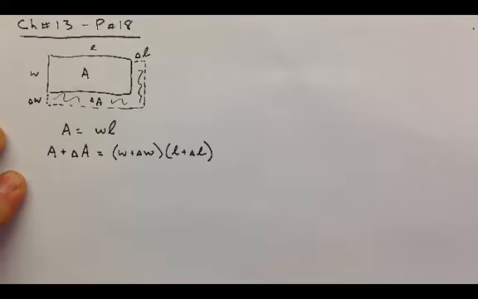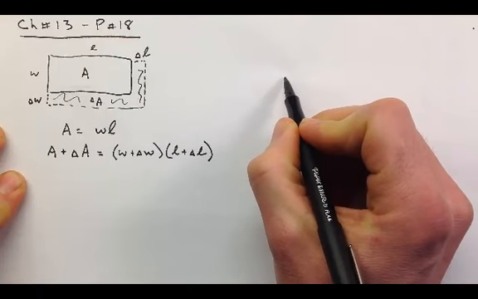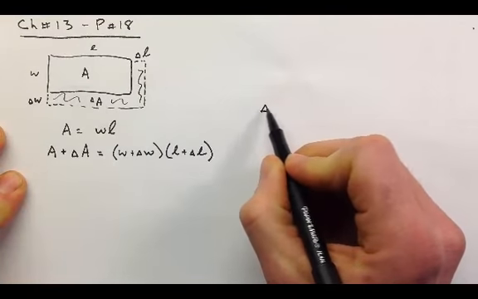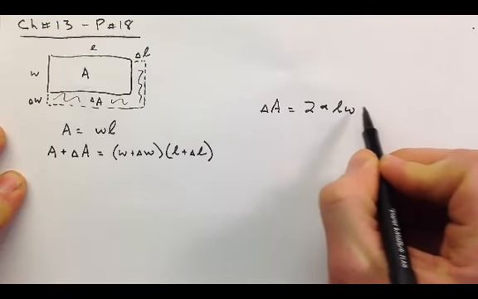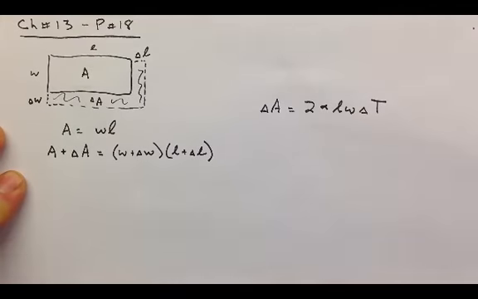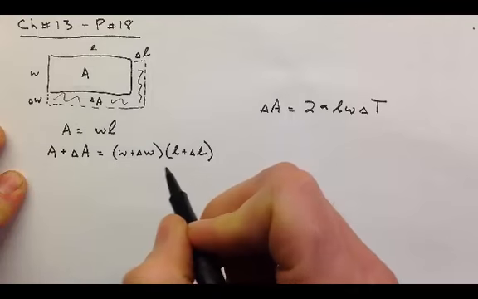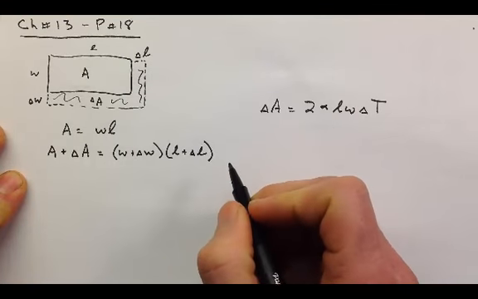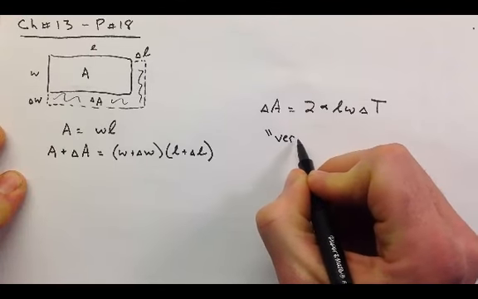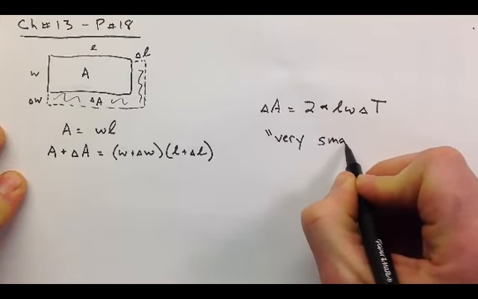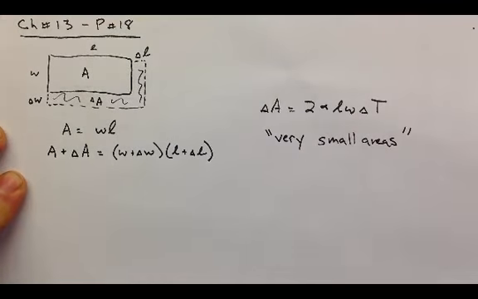Okay? And now the problem asks us to show that delta A in the end should equal 2 alpha L W delta T, right? And it does also tell us that in your proof, you can eliminate very small areas, okay? Very small areas. So let's see if we can decipher what this means.